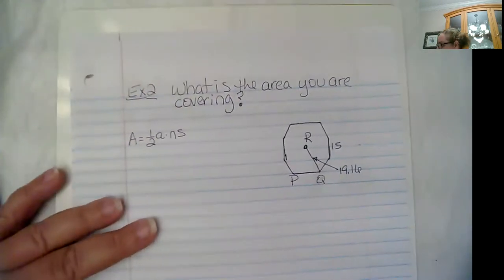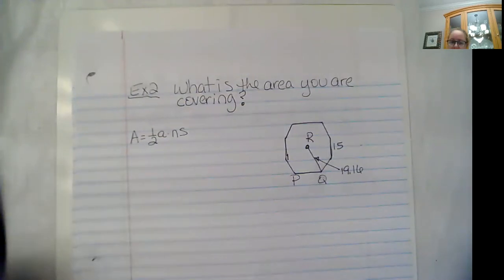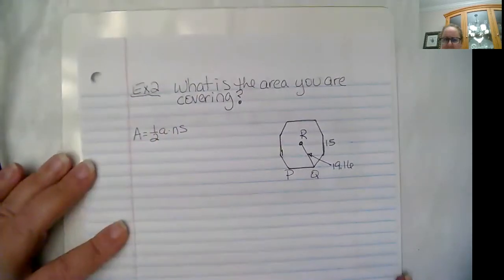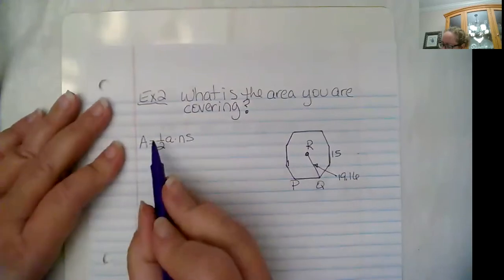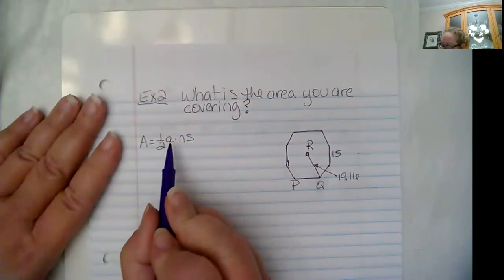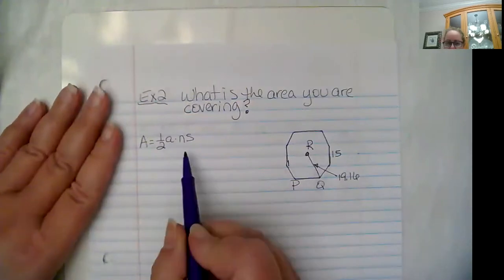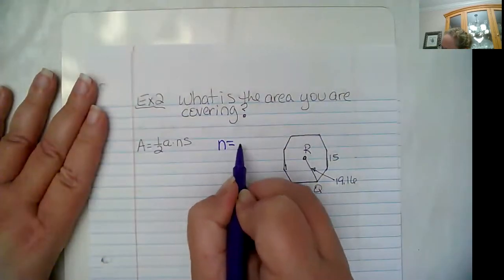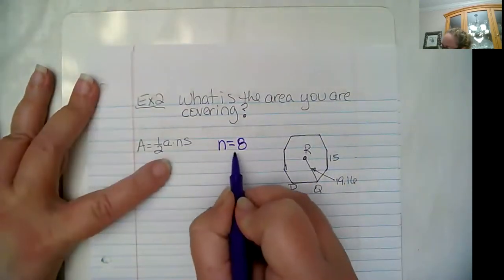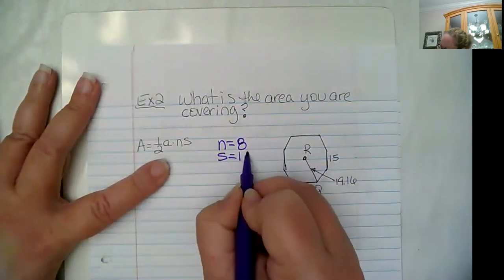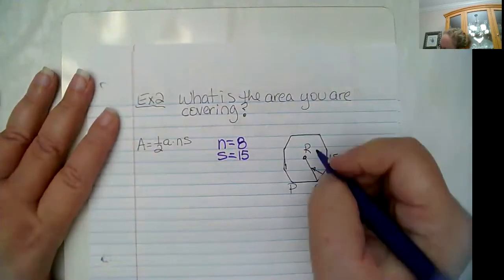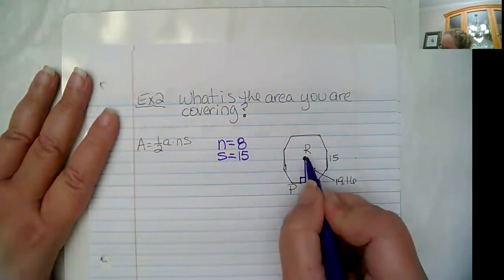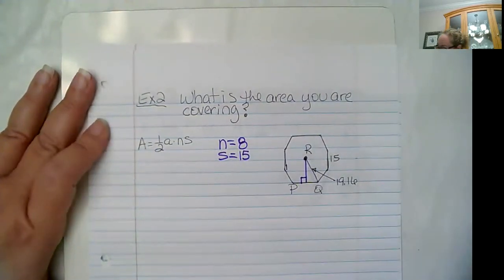Example 2. My octagon came out really bad. So we want to know the area that we are going to cover. So I wrote down our formula already. It's 1/2 times the apothem times the number of sides and the side length. So let's list all the information that we have. So we know the n. It's an octagon, so it has 8 sides. We know the side length, which is 15, but we don't know what the apothem is. And the apothem is this height right here, straight down from the center to the middle base of our side length.